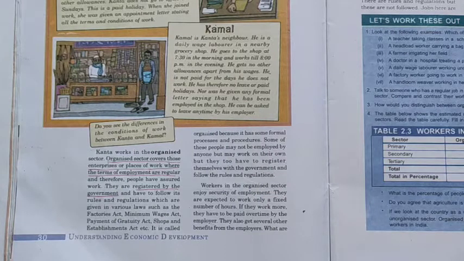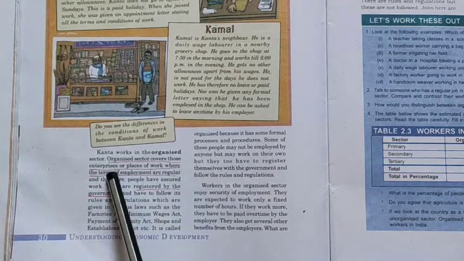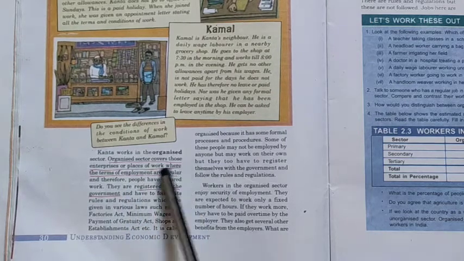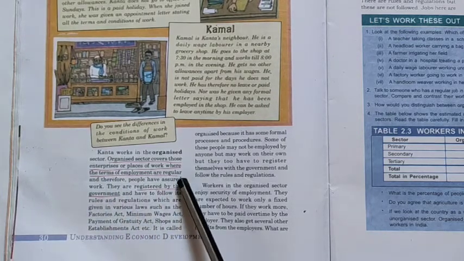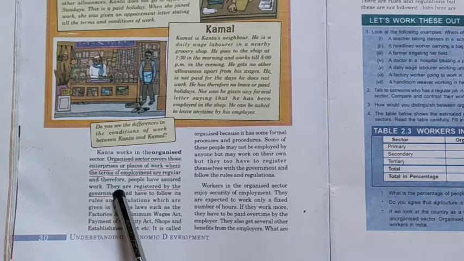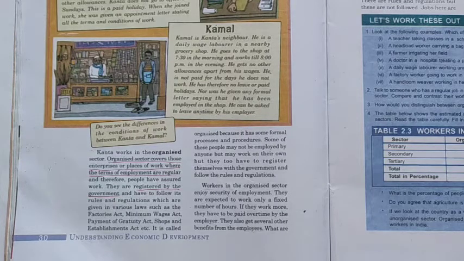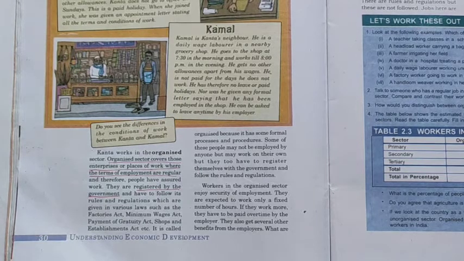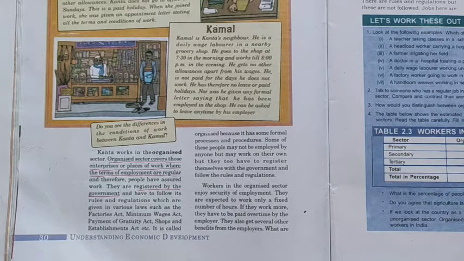Organized sector covers those enterprises or places of work where the terms of employment are regular and therefore people have assured work. They are also registered by the government. It is called organized because it has some formal processes and procedures. Employees under this sector enjoy a security of employment. They receive a regular monthly salary, and when they retire from their work, they even get pensions. This type of employment can be seen in government offices.